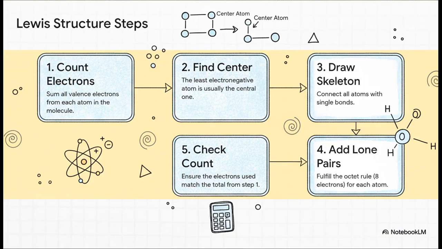And drawing one of these things follows a pretty clear set of rules. First, you just count up all the available valence electrons from all the atoms. Then, you pick a central atom and connect everything with single bonds to make a skeleton. After that, you sprinkle in the rest of the electrons so every atom feels like it has a full set of 8. And finally, you do a quick double check to make sure you use the exact number you started with.